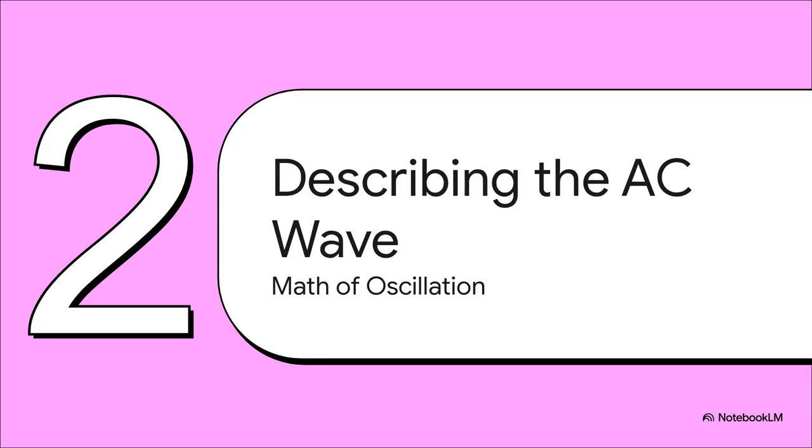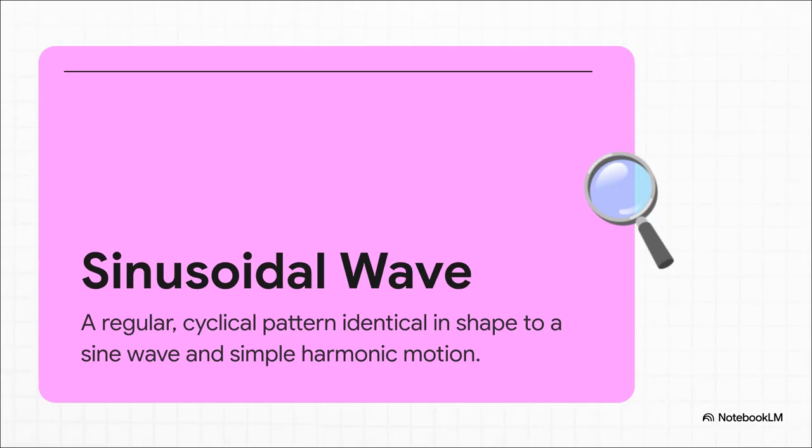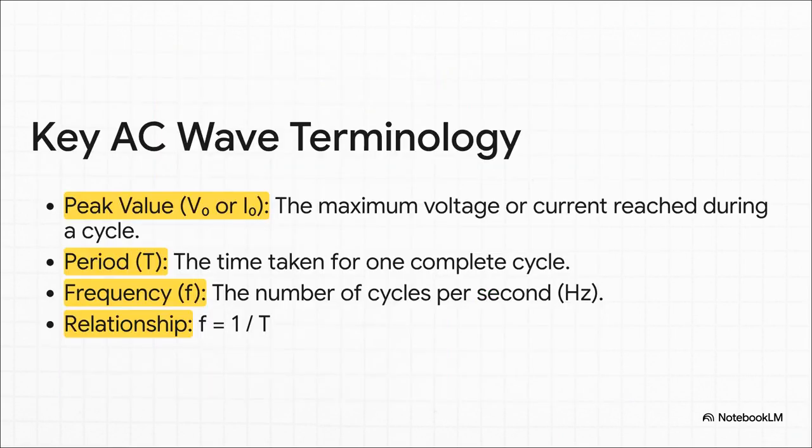Okay, so we've got this back and forth motion. How do we actually describe it? Well, that's where the language of math comes in. This repeating pattern you see with AC is called a sinusoidal wave. And here's the really cool part. Its shape is exactly the same as the motion you'd see in something like a swinging pendulum. That's what physicists call simple harmonic motion. And because we already have the math to describe that, we can just borrow it to talk about AC. Super convenient.